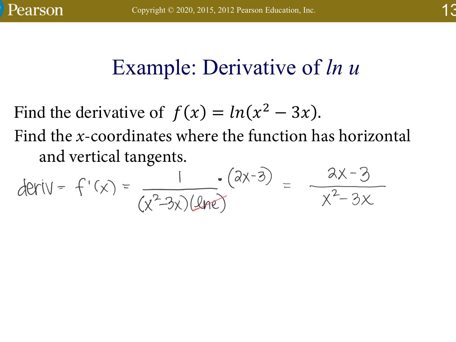The y value of something is 0. It has to do with this: the slope is 0. So if something is horizontal, the slope is 0. If the slope is 0, that means the derivative is 0. So I want to take the derivative and set it equal to 0. So (2x minus 3) over (x squared minus 3x) gets set equal to 0.